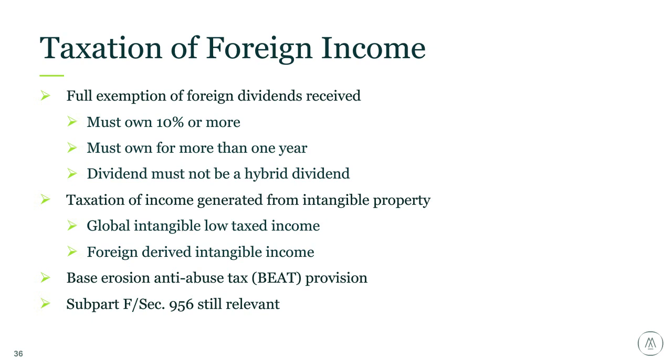Now, there are some new provisions with respect to the taxation of income from intangible property, and they act somewhat in concert with each other and are calculated in a similar manner. However, the benefits of these generally are available only to C corporations. So the global intangible low-taxed income, or GILTI as it's referred to, is a new category of subpart F that imposes a U.S. tax on foreign earnings that are, one, not attributable to tangible depreciable assets, and two, are subject to a low rate of tax in a foreign country.